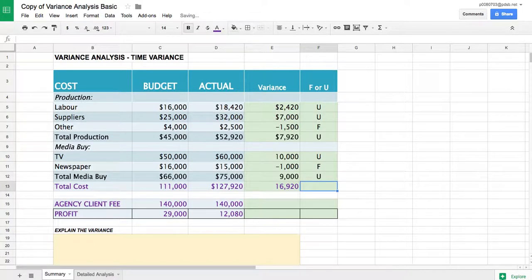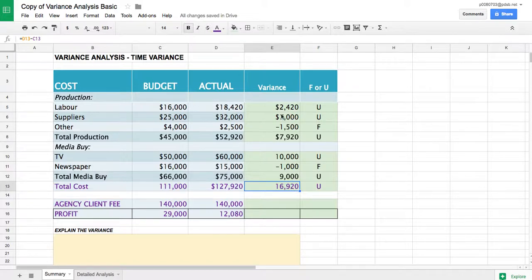And our overall cost was unfavorable by almost $17,000. Now the big question is why? Why? What can we attribute this $17,000 to? Which items most contributed to this increase in costs?